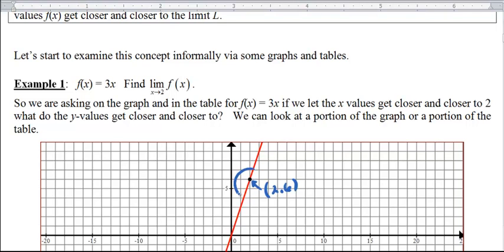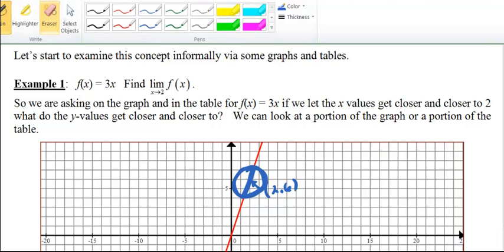and it's getting closer and closer to that. So if we draw a little circle around that, we have one connected piece within that circle. That circle is called a neighborhood, and within that neighborhood it's all connected. This is what it looks like for what we call a continuous function.